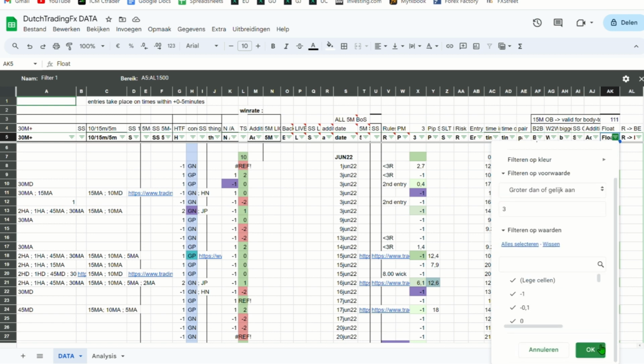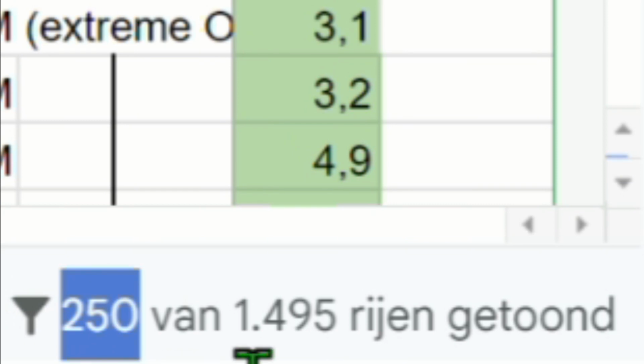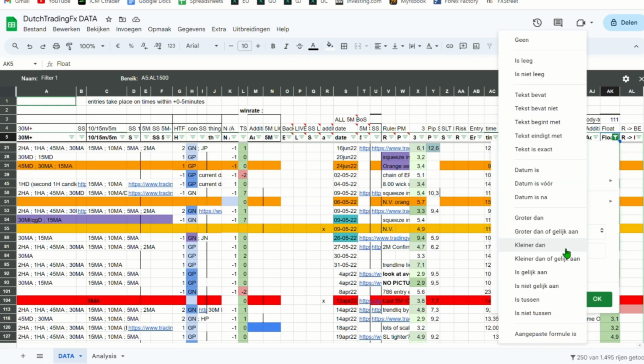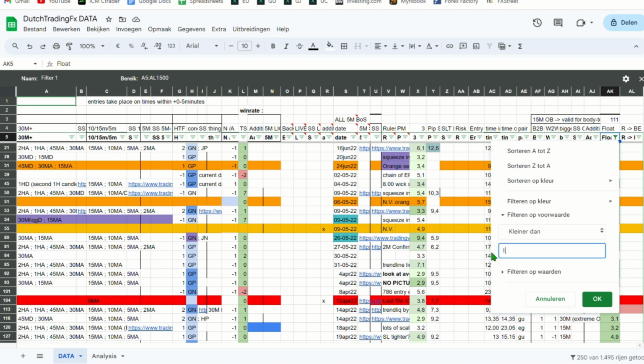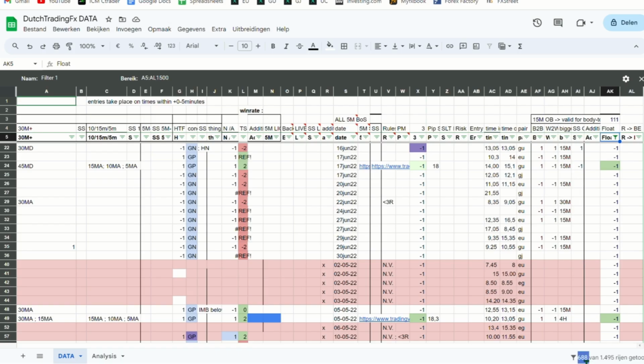So we filter for trades that reached more than 3R. We can see that 250 trades reached 3R. My strategy says that I have to break even at 1.6R, so everything below 1.6R is a loss. If you want to know how I came up with this specific 1.6R number, I will probably make a video about that in the future. And that's 688 trades. So that's pretty horrible, right?